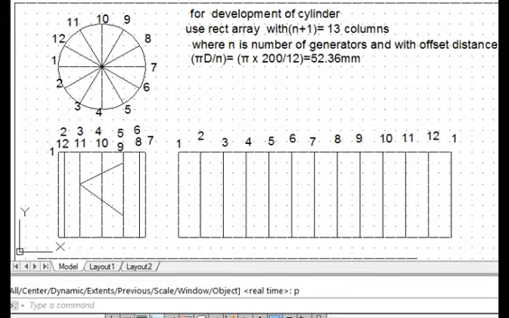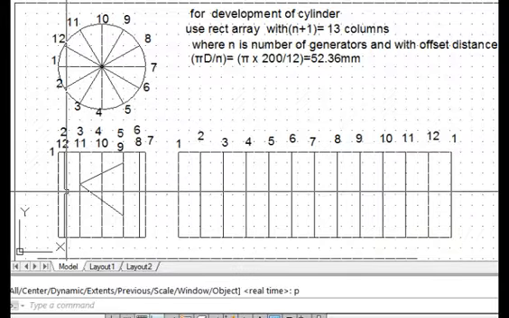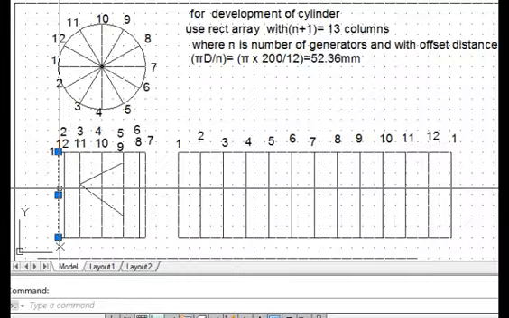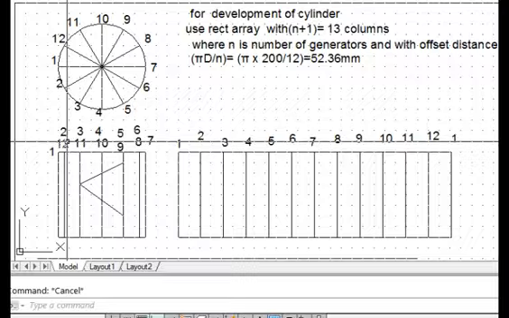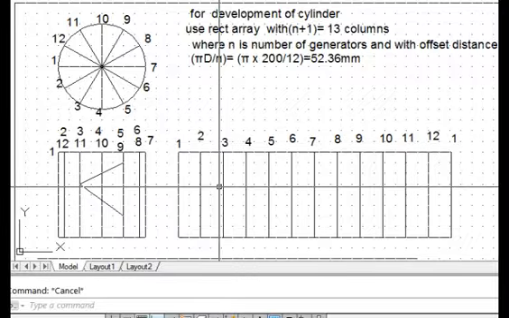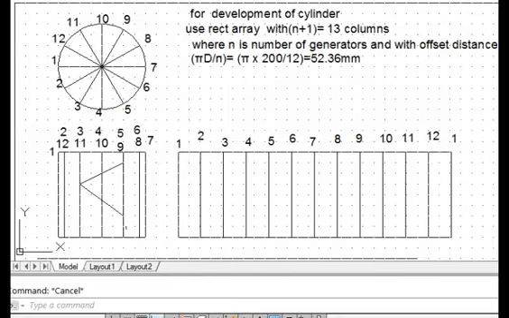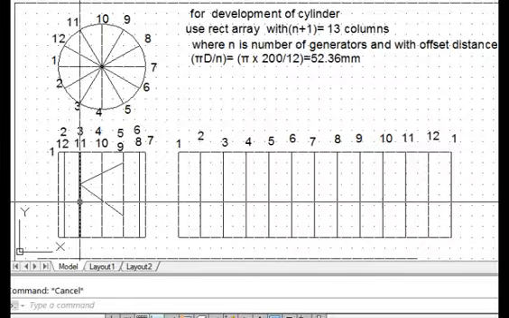Okay, now we note that the points are labeled, so the generators are all labeled. We note that generator number 2 and generator number 12 will be overlapping. So just one line here in the front view is representing 2 generators, but the extremes represent only 1 generator. So that is why the 2 and 12 are written like this.